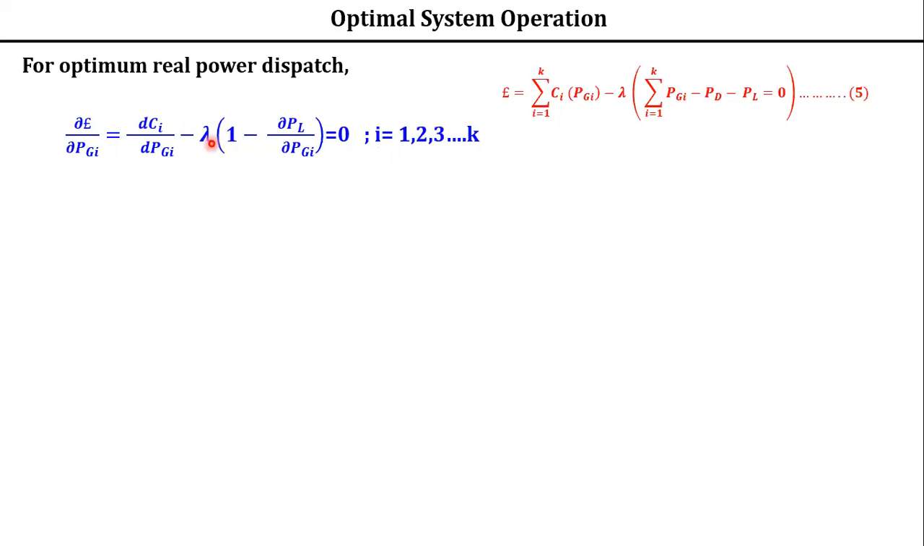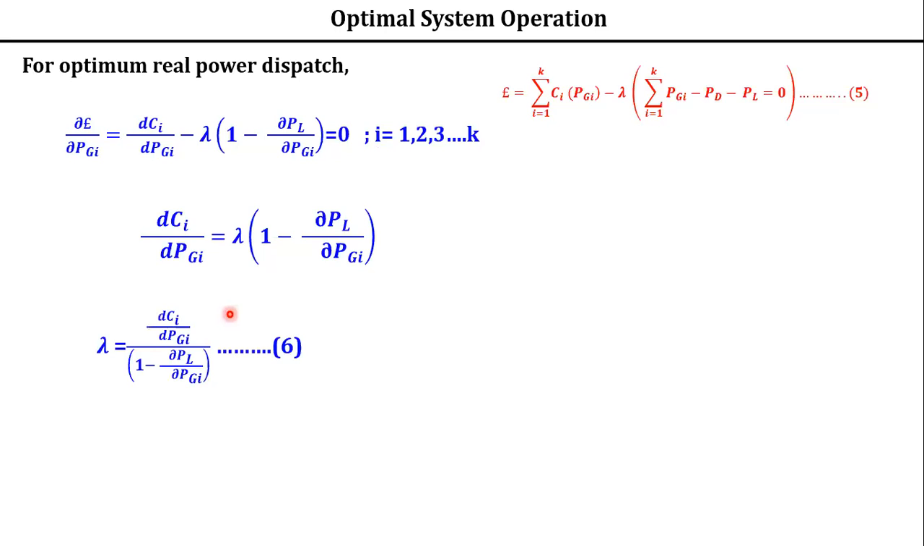So how are we going to get lambda? Take this whole term onto the RHS side, solve for lambda. That is, lambda is your incremental fuel cost. So therefore dCi/dPGi, I am taking this term onto the RHS side. Then what you have to do? I want lambda is equal to dCi/dPGi divided by 1 minus ∂PL/∂PGi. This is equation 6. Hope you understood how we got this equation.